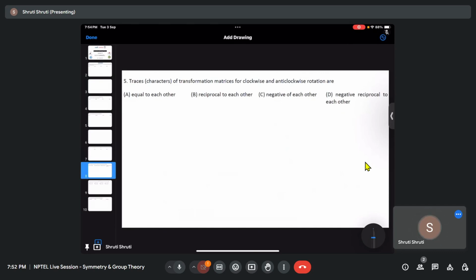Trace, or the character, is the sum of diagonal elements. Trace or character of a transformation matrix for clockwise and anti-clockwise rotation: now, for clockwise and anti-clockwise rotation, the matrices are transposes of each other. On doing transpose, the diagonal elements do not change. Hence their sum, which is the trace or the character, will not change. So the traces are the same, equal to each other.